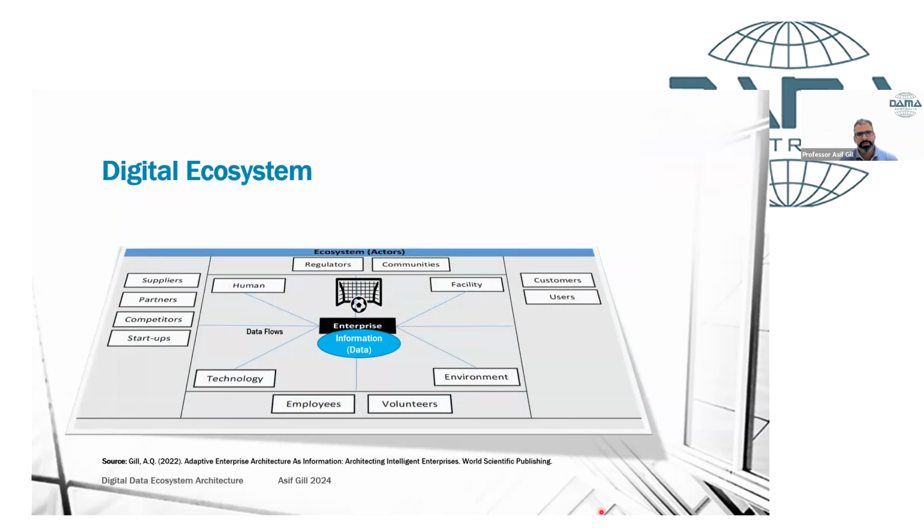In the digital ecosystem view, which is where I have taken my work in the last 9-10 years, organizations and enterprises are themselves a system. That system interacts with employees, volunteers, and all different actors: regulators, communities, customers, users, suppliers, startups. The enterprise itself has its own technology, a human-centric business system, facilities, offices, data centers, and the environment in which they operate. And within that, we are dealing with information and data.